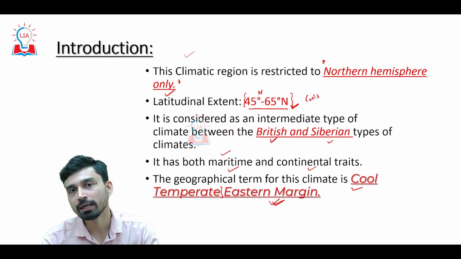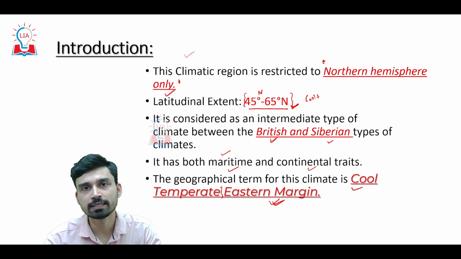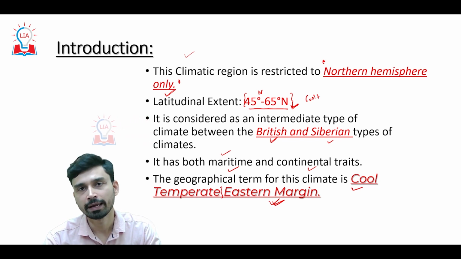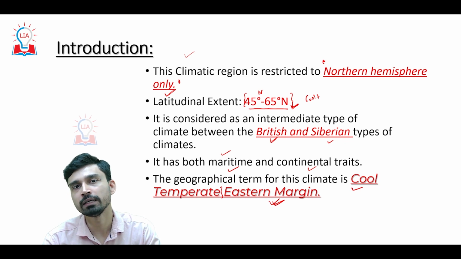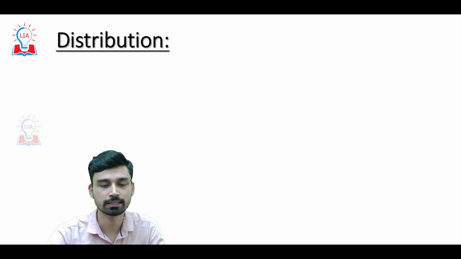Now the question comes: why do we call it a Laurentian climate? The answer is very simple. Laurentia is a plateau of Canada, which is considered to be one of the oldest landmasses of the earth. And since this climate develops over the large, vast expanse of the Laurentian plateau, the climate is called the Laurentian climate.